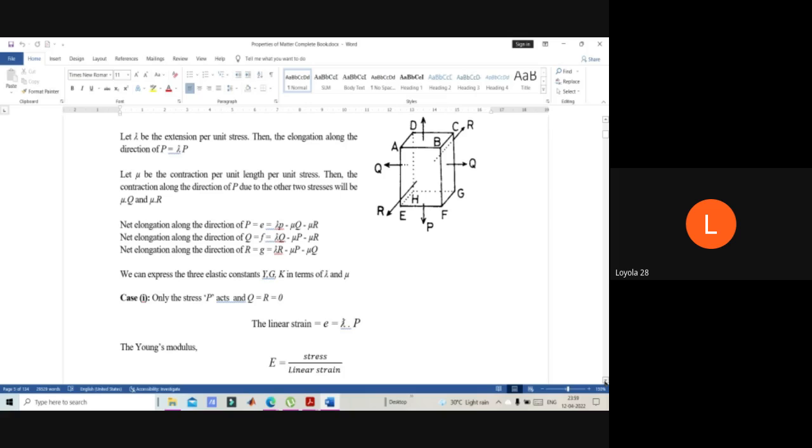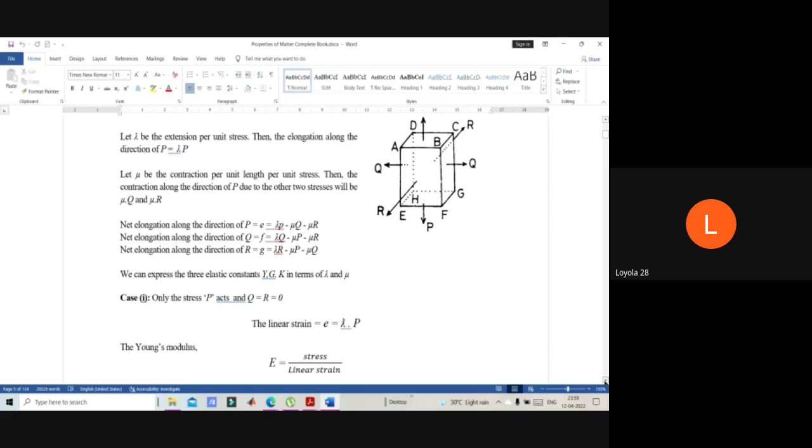Case 1 deals with only the stress P acting and Q equal to R equal to 0. Then the linear strain e equals lambda P. Young's modulus E equals stress by linear strain, E equals 1 by lambda, so lambda equals 1 by E. Case 2 deals with the stress R equal to 0 and P equal to minus Q. So the elongation along the direction of P is e equals lambda P minus nu times minus P, which is equal to lambda plus nu times P.